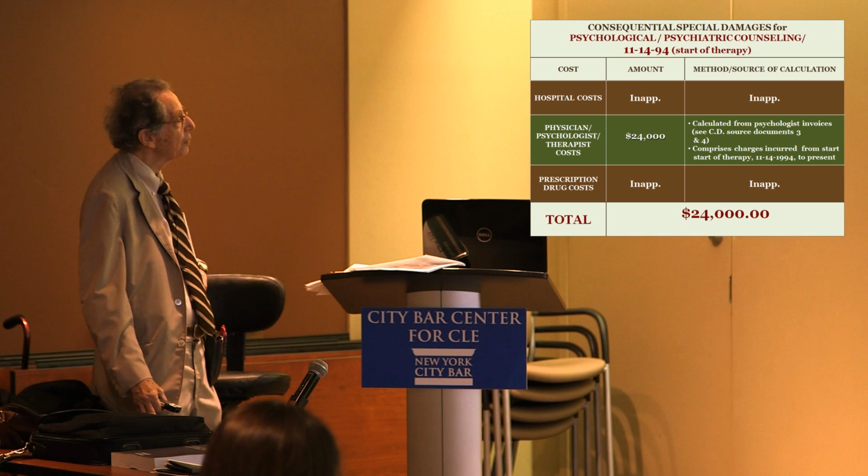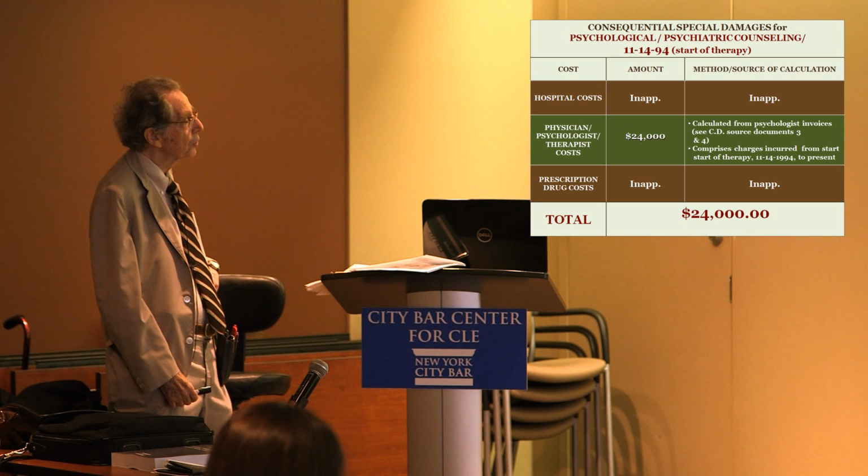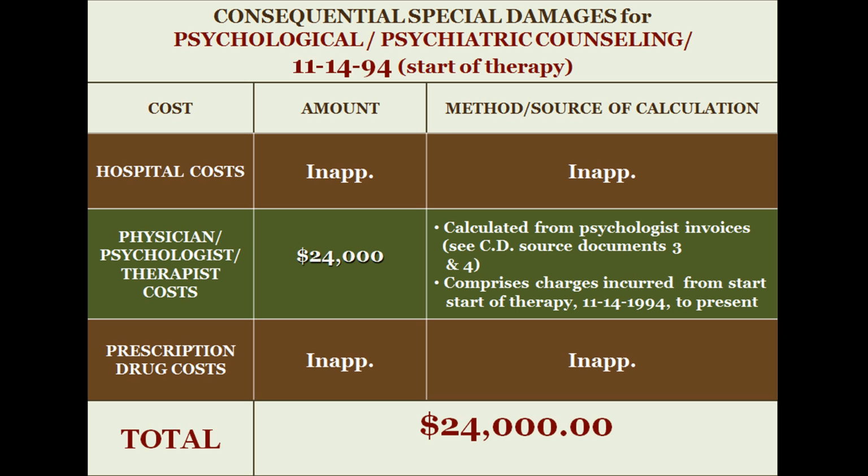So you'll see that I divided the treatment into different categories. And also, I set up a column on the right side for the method of calculation, because James Brown would have to testify about how he reached the figure, about how he knew the figure was $24,000, or any figure. That's something that the plaintiff has to be able to explain to the jury. You can't just throw a number at them and say that's the number. You have to tell them how you arrived at that number.